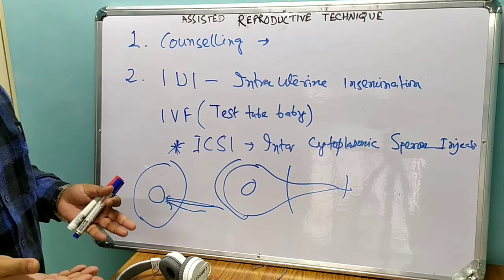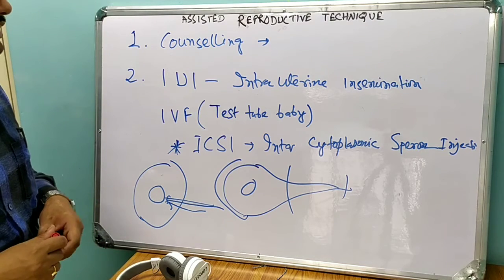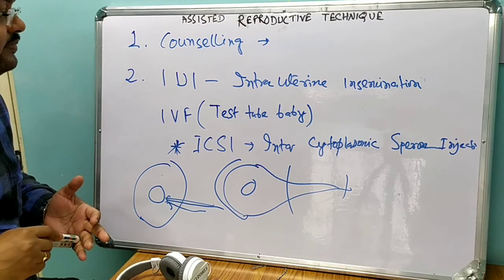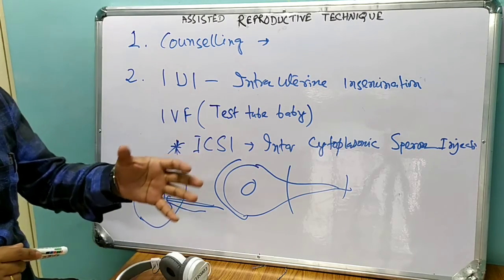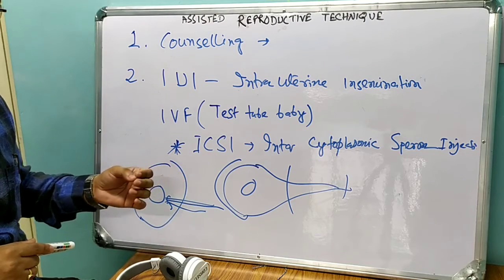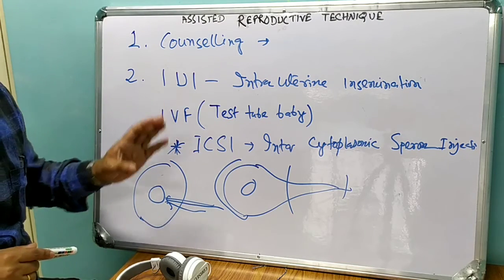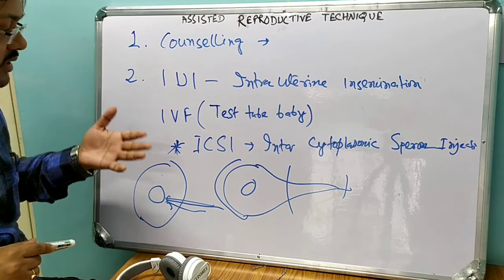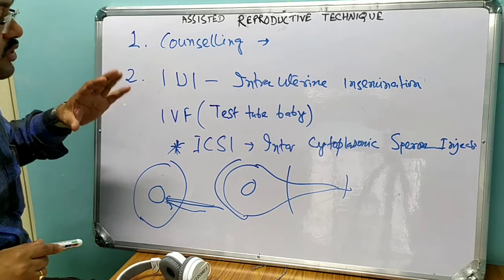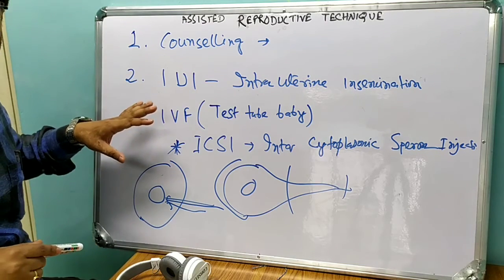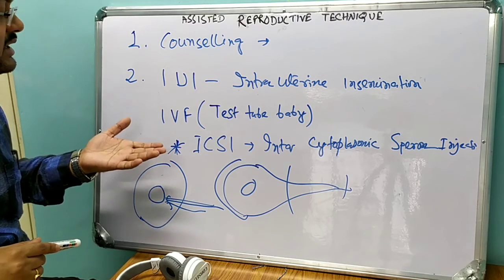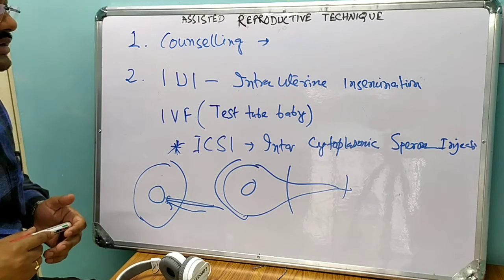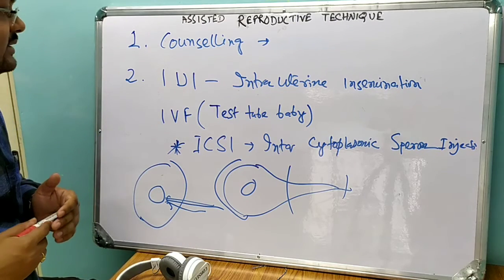Again, there are some complications. What are the complications of surrogate pregnancy? The most important complication is bleeding. Whenever we are retrieving the ovum, we are doing laparoscopic techniques, so all these things may lead to bleeding and a chance of infection. Secondly, as most of the time during these IVF procedures we use ovulation inducers, there is a high chance of multiple ovum release, so there might be a chance of multiple pregnancy.